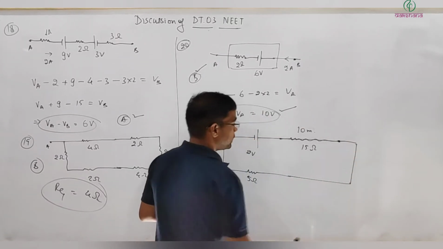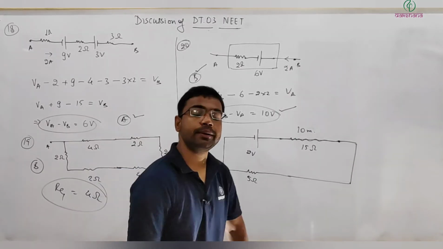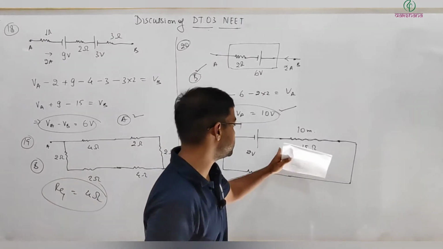This is the system given. Now your potential gradient across the wire. Potential gradient का मतलब होता है, the meaning of potential gradient means potential difference per unit length across this wire.